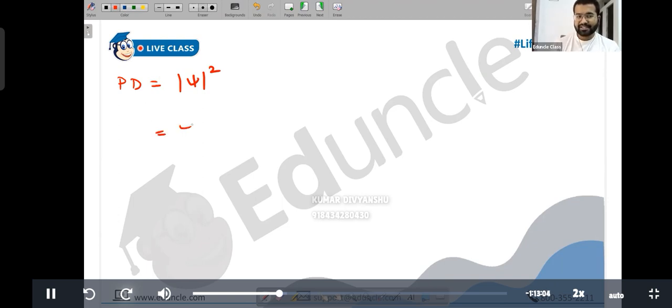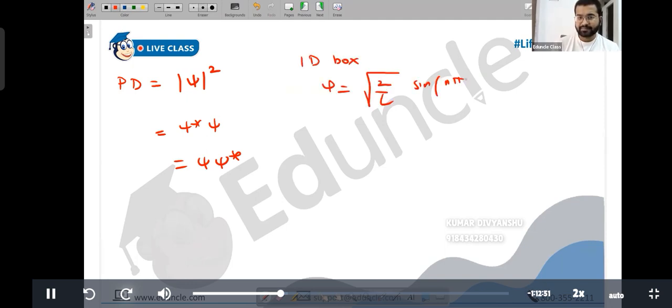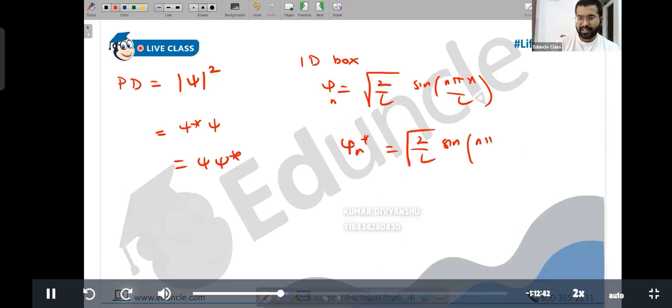Now, when you say mod psi square, basically it means psi star psi. But the point is, right now psi is real in a 1D box. In a 1D box, psi is real. Psi is under root 2 by L sin n pi x by L. This is your psi n. So psi n star will also be the same: under root 2 by L sin n pi x by L.